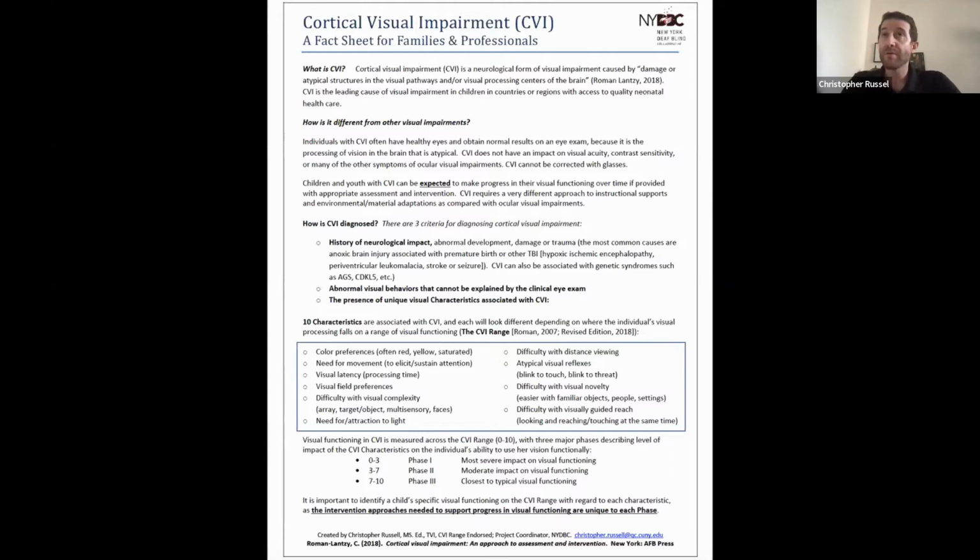They should still, well, first of all, I should clarify and make the point that anyone at any age with CVI should be expected to make progress in their vision. Progress may be slower, of course, with older individuals, and that's just related to critical periods of development that would be true of other domains as well, but you should still expect progress.